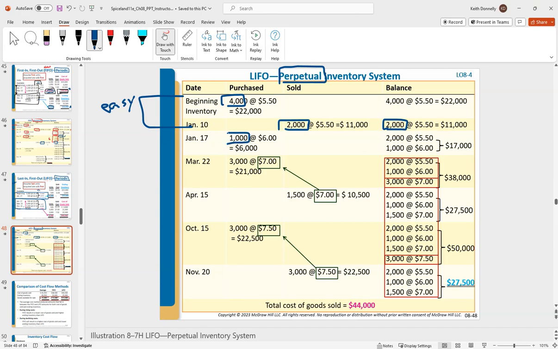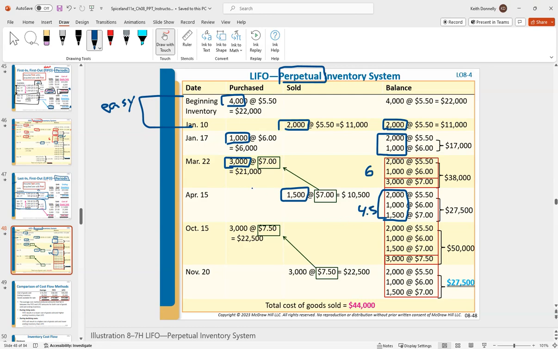We buy 1,000 more, so now we're at 3, and we have the specific prices for that. We buy 3,000 more, so 3 plus 3, we're at 6, where we break out each of the specific prices. Now we're at 6. We sell 1.5. You can see what our leftovers are going to be there: 4.5.